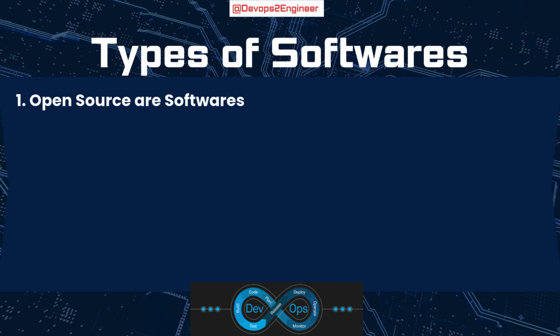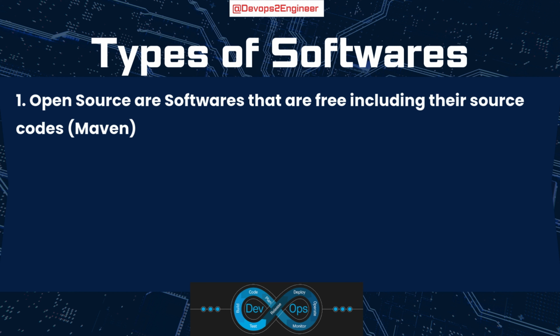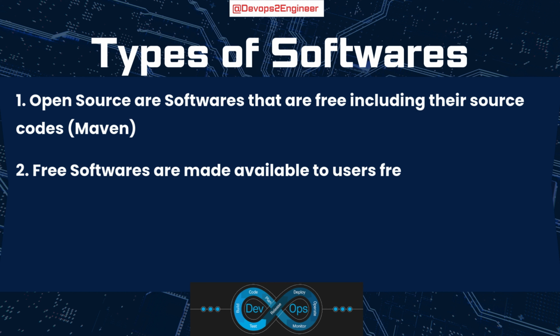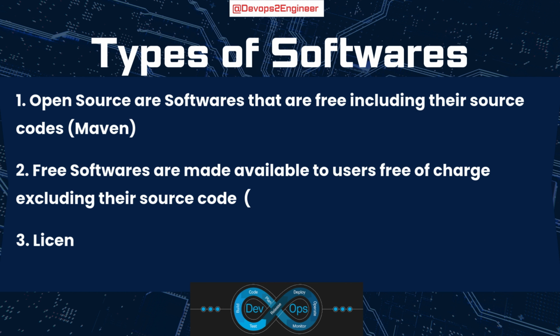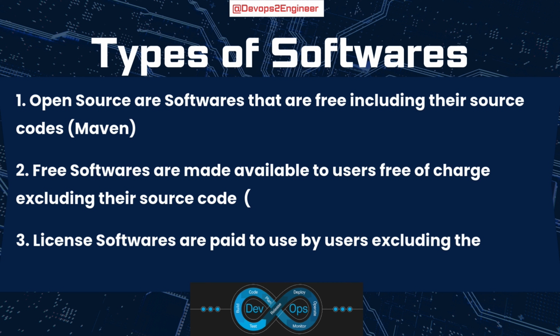Types of softwares. We have the open source. Open source softwares are free, including their source code. Examples of them include Maven. Free softwares are made available to users free of charge, excluding their source code. Number three are licensed softwares, which are paid by users excluding their source code. An example of this is Microsoft Office.